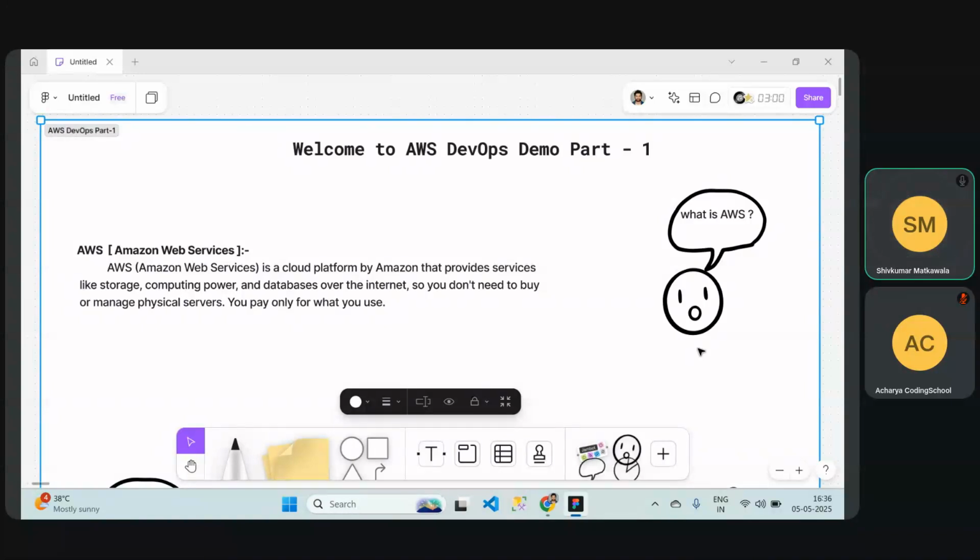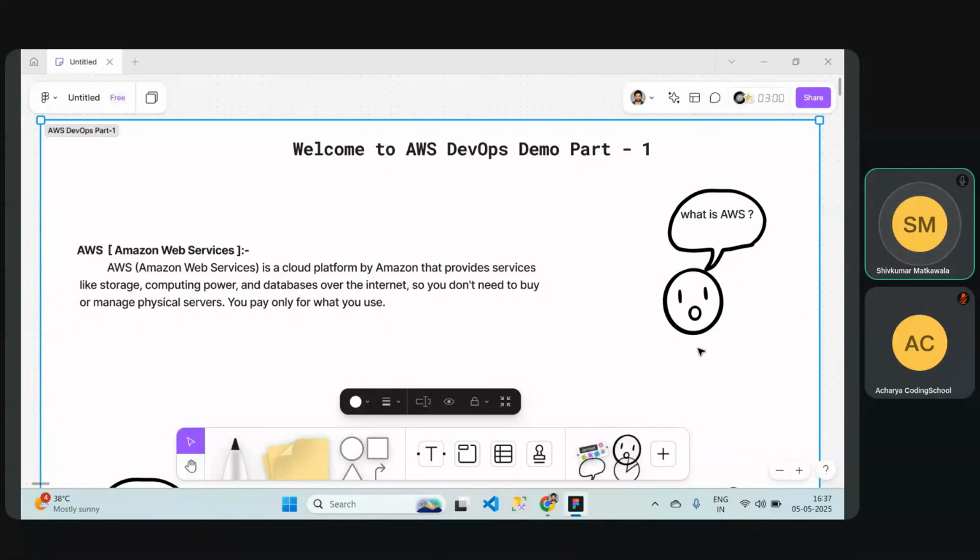AWS does provide 300 plus services. We are not going to discuss all of them. We will discuss just the services which are related to our course, AWS DevOps. This is the platform where you can access those resources over the internet, and you don't need to buy these things from the market.